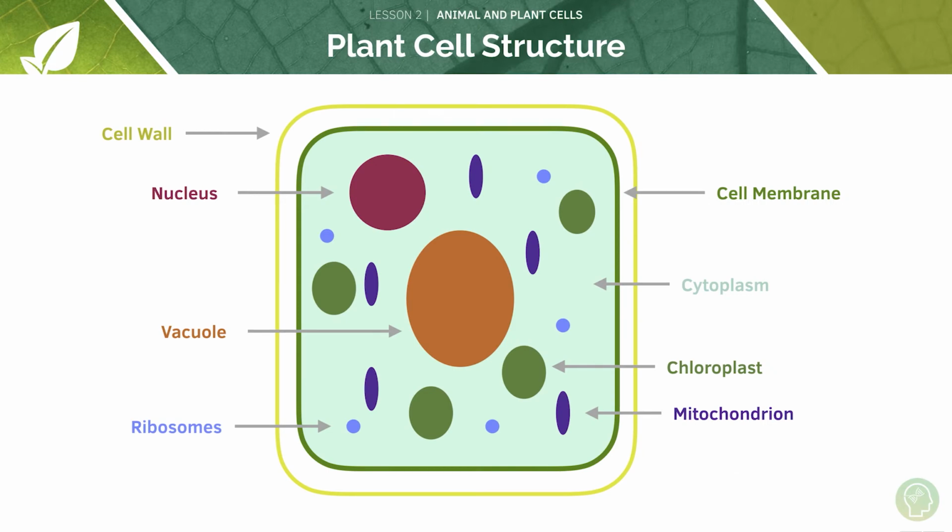So let's just do a quick recap. So in the animal cell, we had our cell membrane, our nucleus, our ribosomes, our mitochondria, and our cytoplasm. But in the plant cell, we had 3 additional structures. They were the cell wall, that's number 1, vacuole, the second difference, and chloroplasts, the third difference. So those are the 3 differences between plant and animal cells.